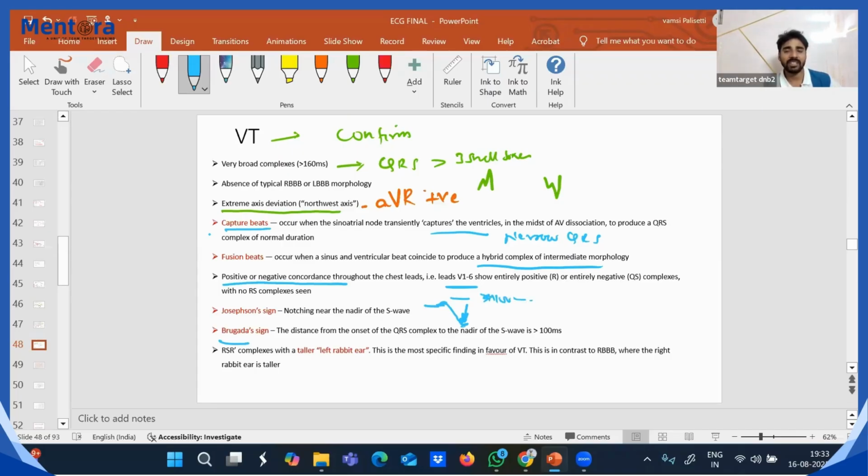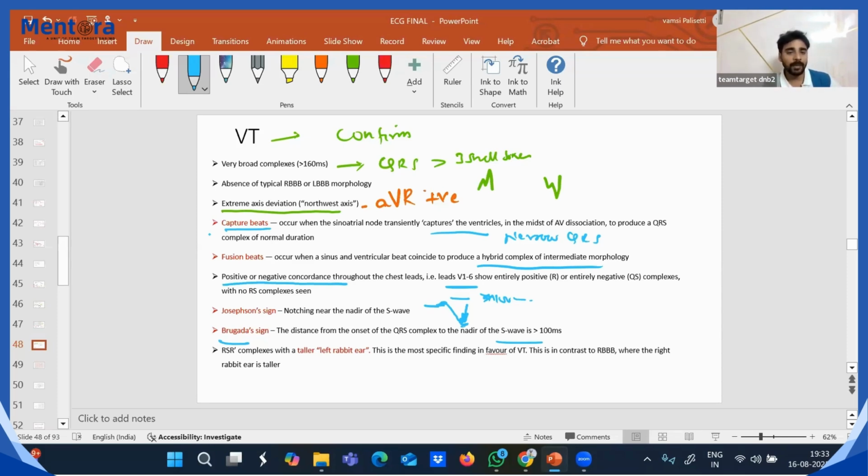That's it. These two are just for theoretical purposes. I don't want you to learn these two things, but just remember them. Some examiners are interested: what is the Josephson sign? At the nadir of the S wave, there is a small deflection called the Josephson sign. From the beginning of the QRS complex to this Josephson sign, it should be greater than 100 milliseconds. That is called the Brugada sign.